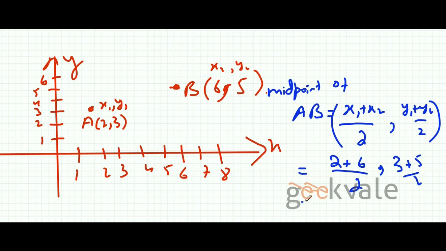So 2 plus 6 will be 8, divided by 2 will be 4, and 3 plus 5 will be 8, divided by 2 will be 4. So the midpoint of AB will be 4, 4. Let's look at that now. There, and if it works out properly for you, they should be equidistant from the midpoint. And that's how you can easily calculate the midpoint between 2 points: you add their x coordinates and divide by 2, and their y coordinates and divide by 2.